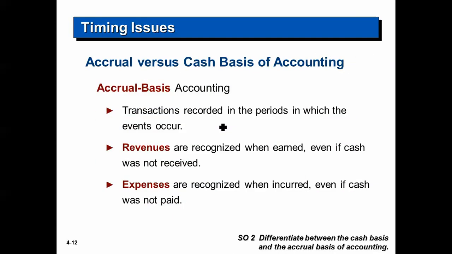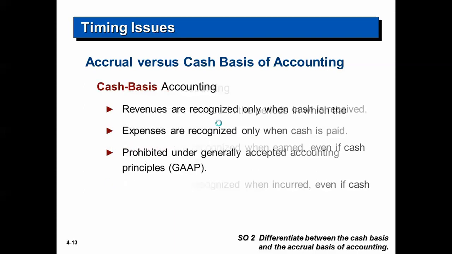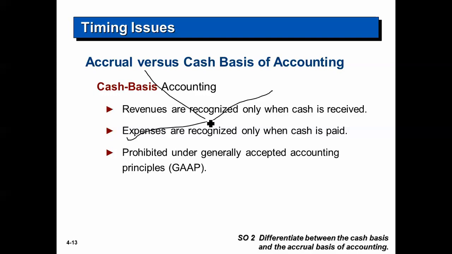Now, accrual-based accounting: transactions are recorded in the periods in which the events occurred. Revenues are recognized when earned, even if cash was not received. Expenses are recognized when incurred, even if cash was not paid. Capiche? Okay, cash basis, that's what people think we do. We don't record just when we receive cash. Under the cash basis, revenues are recognized only when cash is received. This violates generally accepted accounting principles. So we're on an accrual basis.